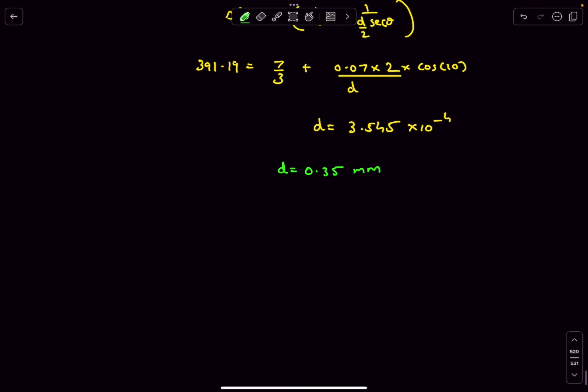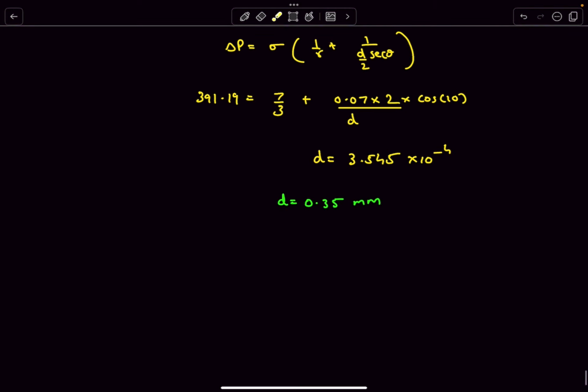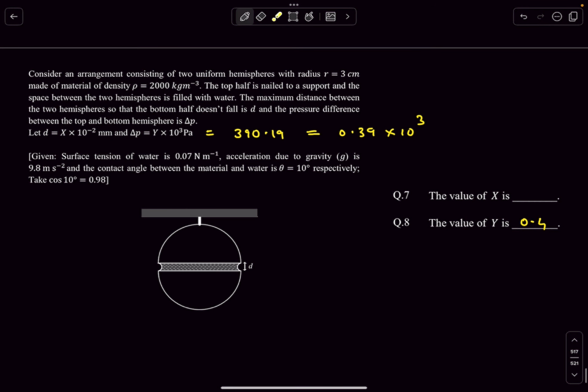Okay guys, once you substitute all the values in, I used a calculator, and in it the value of cos 10 is a bit different. I don't think it should make that much of a difference in terms of the first two significant figures. So the answer just comes out to be 0.35 mm. So basically the answer to x is going to be 35 times 10 power minus 2. So the value of x actually comes out to be 35.